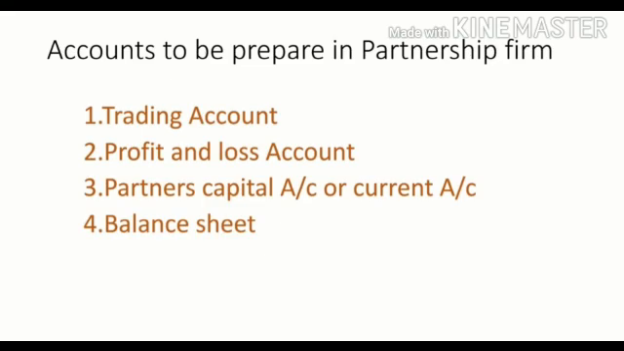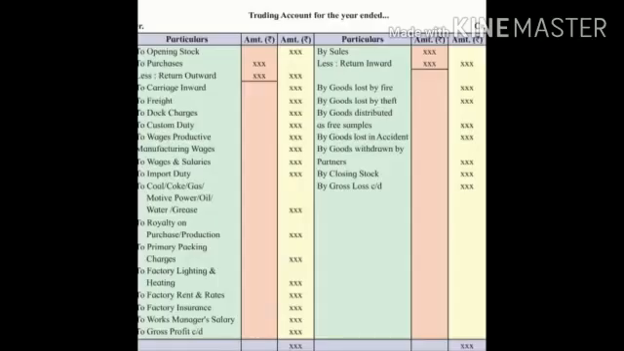Now in a partnership firm, how many accounts do we have to prepare? In partnership final accounts, we have to prepare the same as in a sole trading concern: a trading account, a profit and loss account, and a balance sheet. But here we have to prepare one more account in the partners' final accounts, the trading account. Trading account is a nominal account.